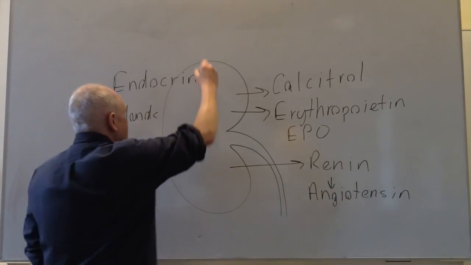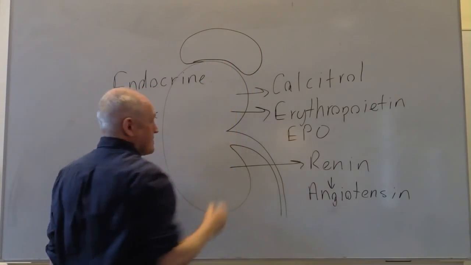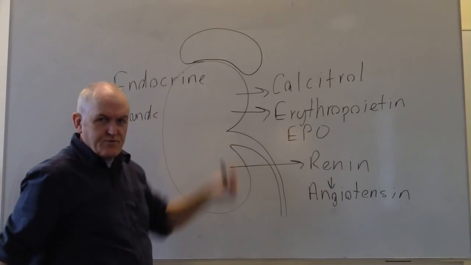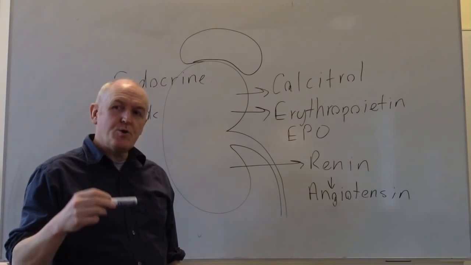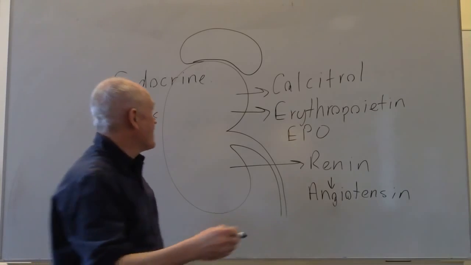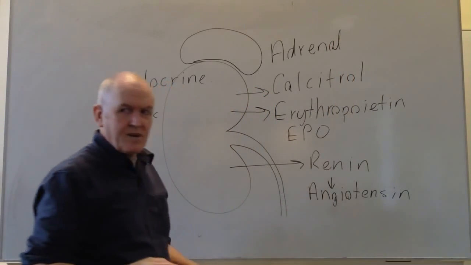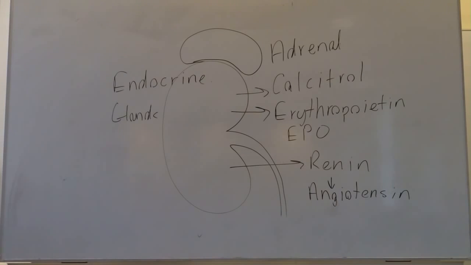And the kidney kind of wears a hat. You know, the kidney wears a hat. So just on top of the kidney, on both kidneys, there's a structure on top of it. In the old days, it used to be called the gland above the kidneys, the suprarenal gland. Now we call it the adrenal gland. So there's two adrenal glands, one on top of each kidney. The gland on top of the kidney, the adrenal gland.